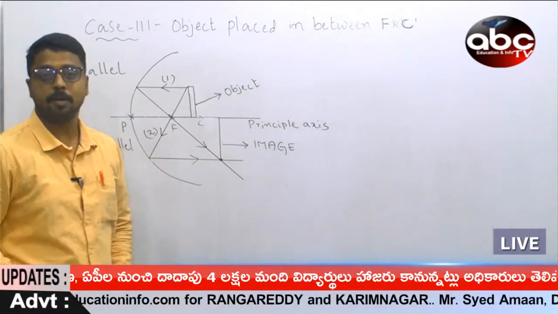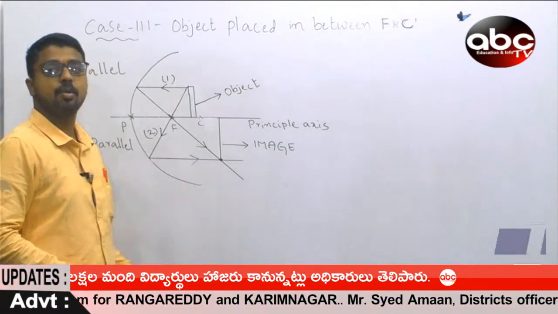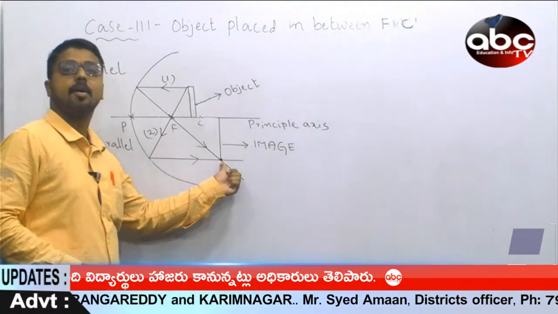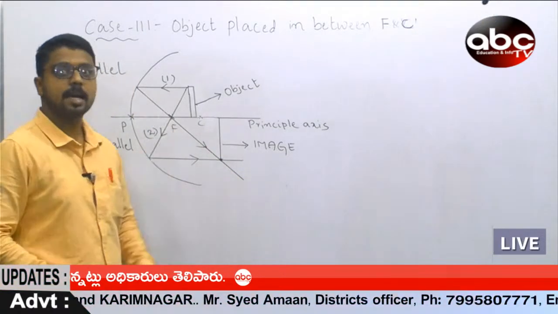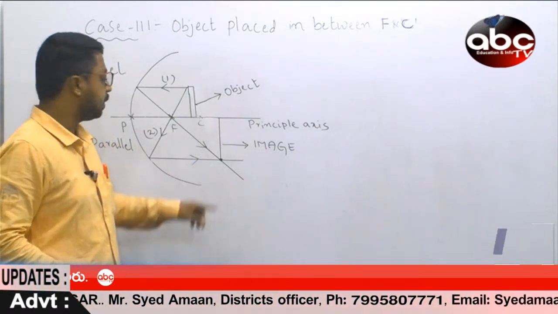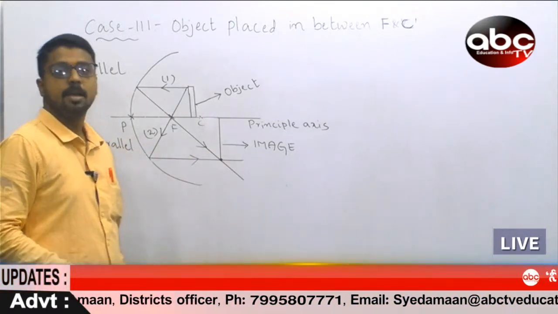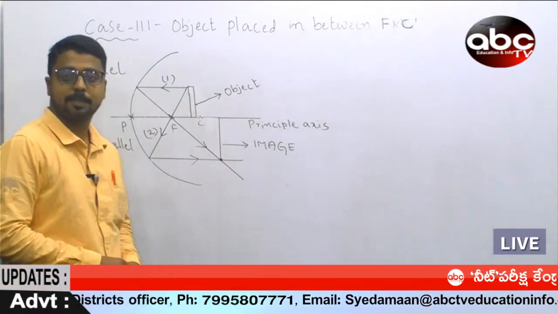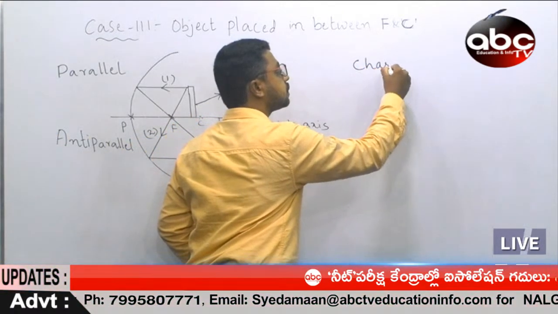This is the second point. Coming to the third point, these two rays intersect at a point. What is that intersection? Let us observe here. An image is going to be formed. That is an important aspect. So let us understand the characteristics.